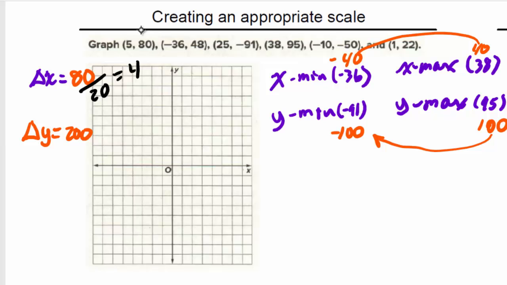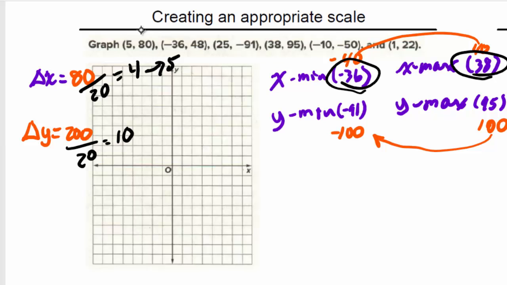Now I'm going to make the math a little bit easier, so I'm going to go by 5s. I'm going to round it up to 5s, because counting by 5s is a lot easier than counting by 4s. So if I go bigger but not smaller, I will have enough room to show all the data points from -36 to +38. I'll do the same thing right here with the y values, so I still have 20 up and down, so if I divide that out, that comes out to exactly 10, which is a nice number.